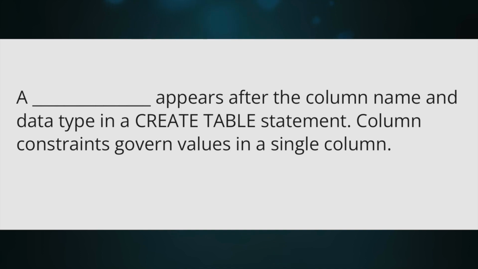So next one is a blank appears after the column name and data type in a create table statement. A column constraint governs values in a single column. So a column constraint appears after a column name and data type in a create table statement. So when you're creating a column, you're going to name the column, and then you're going to have the data type, like integer, varchar, which is various characters, whatever, doesn't matter. You're going to then put a constraint that governs it. That's it. So column constraint.